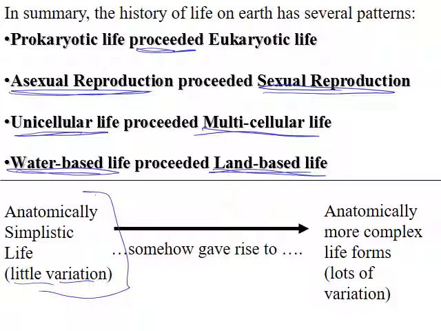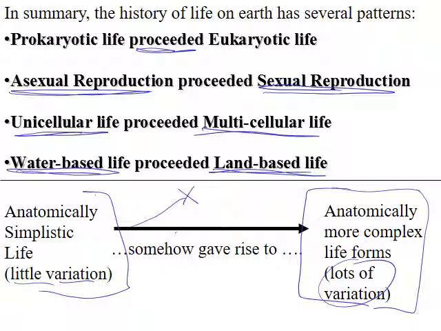So overall, we get this general pattern of having anatomically simplistic forms of life with very little variation. And yes, you do have occasional mass extinctions that help with this, but somehow we have this variation that's very little give rise to a lot of complexity that we see today. Lots of variation today. And again, keep in mind, there are many cases where the complexity died out thanks to mass extinctions. So even with all those mass extinctions, this was still happening.